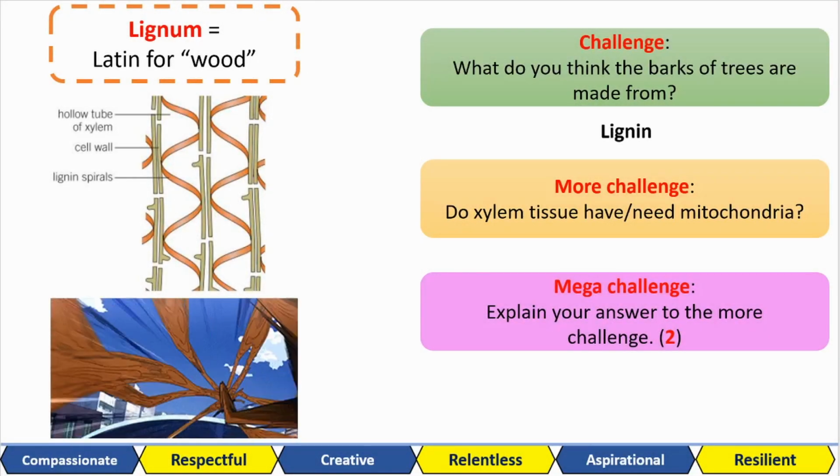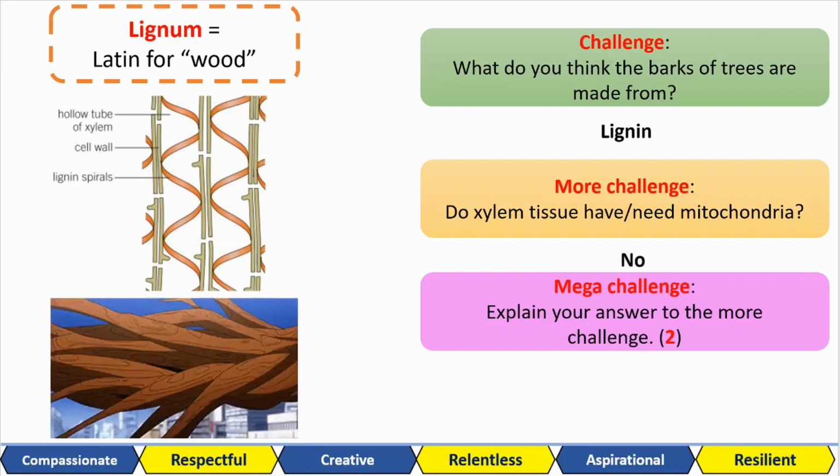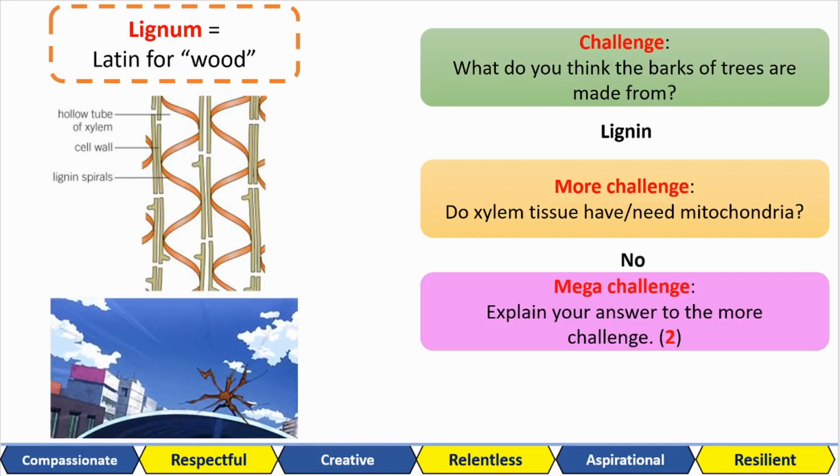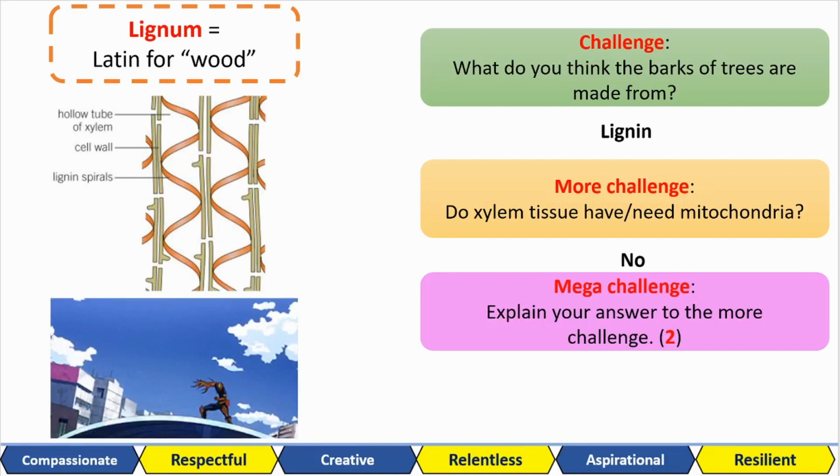The barks are obviously made up of lignin. Nice. Looking at the xylem tissue, we see no mitochondria or any other cell structure for that matter. Xylem tissues are actually dead cells. They're made up of dead cells.